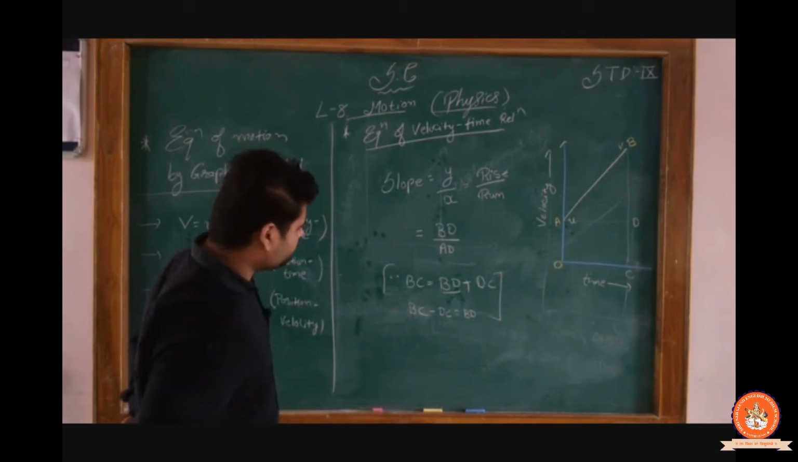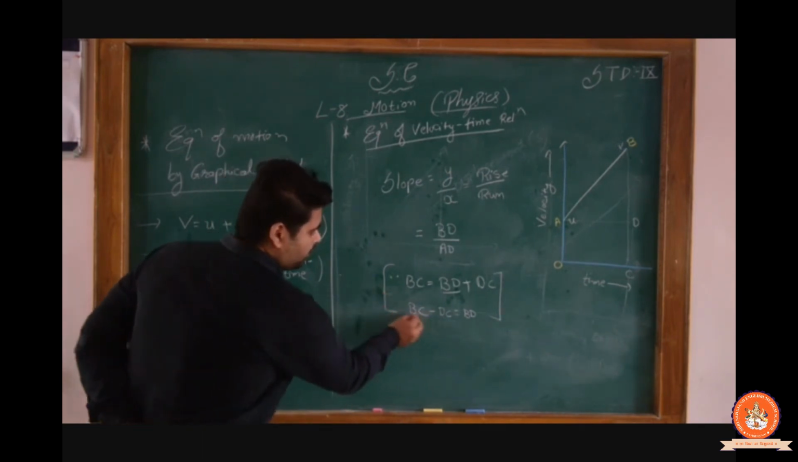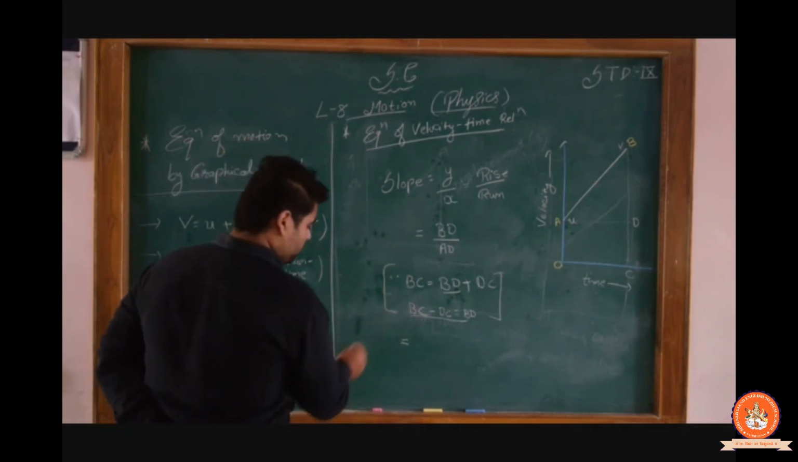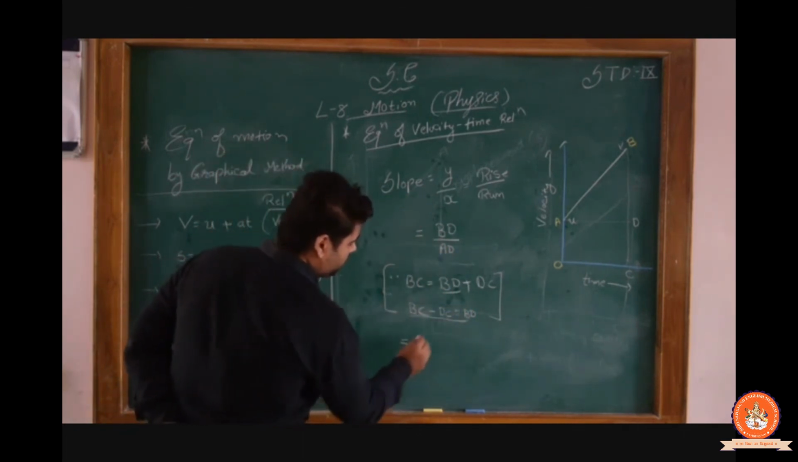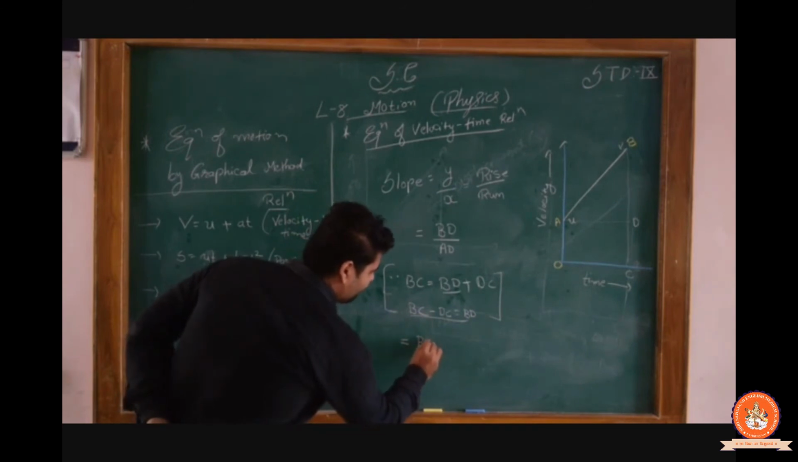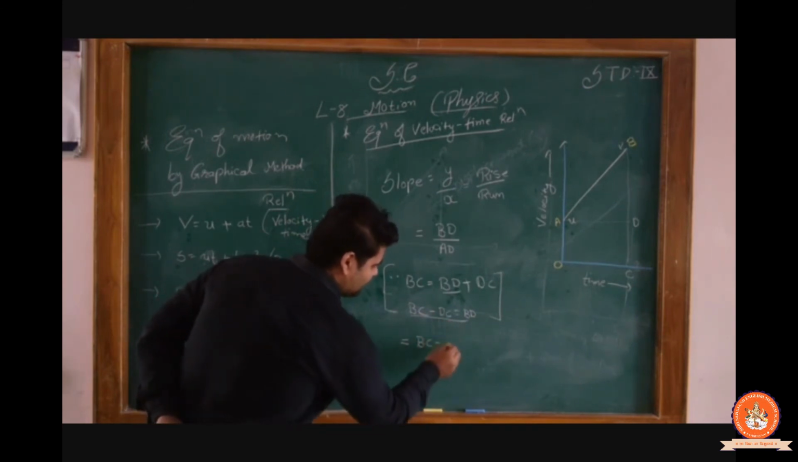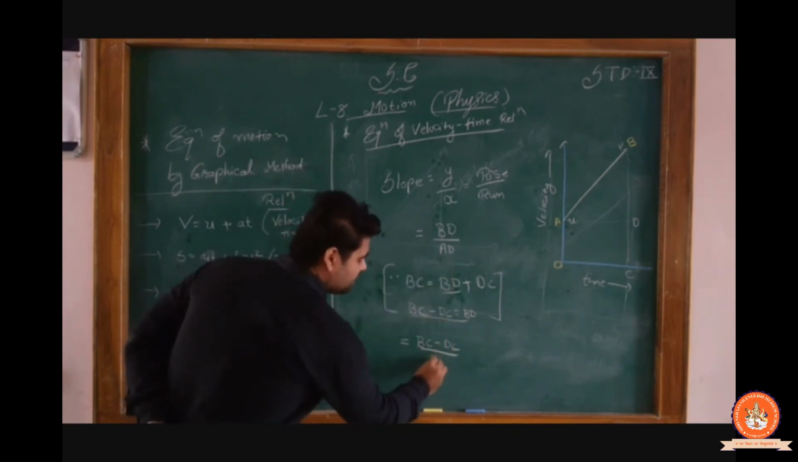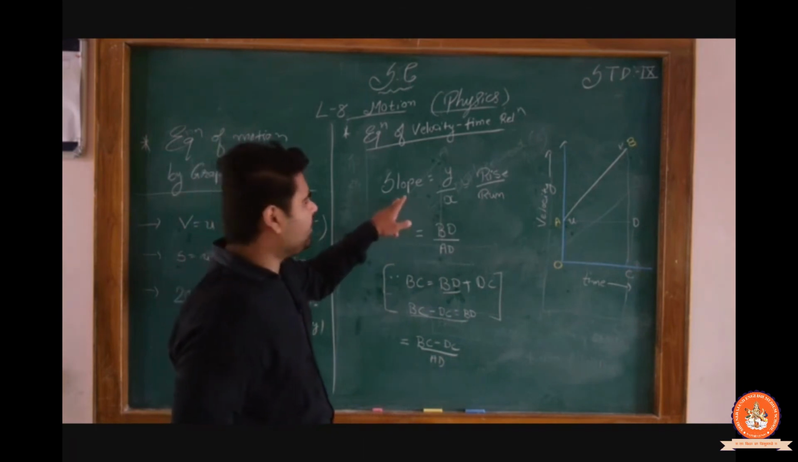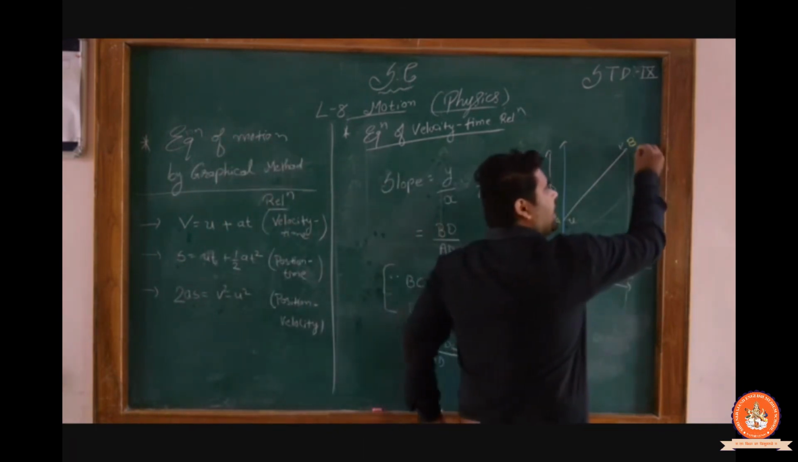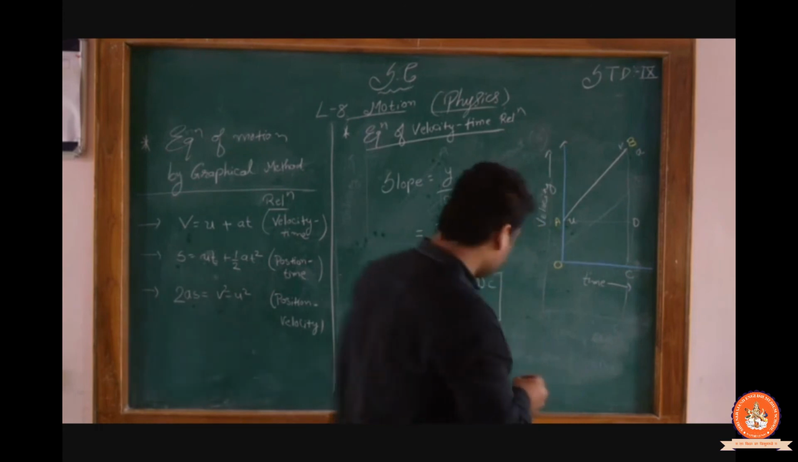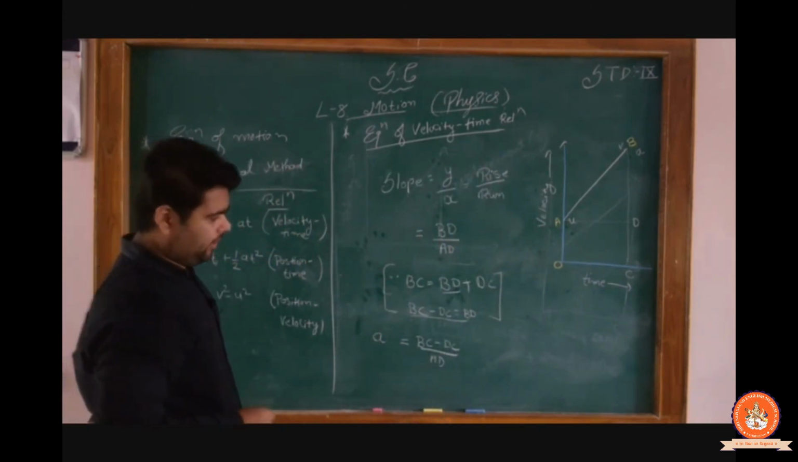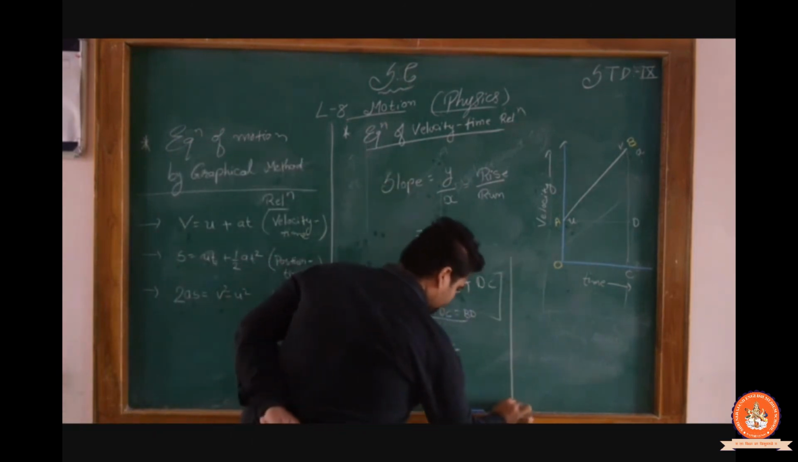So this can be written over here. Slope equals BD, which means BC minus DC, upon AD. And we know very well that the slope indicates the acceleration. So here we are writing a. Clear? Now what are we doing next?